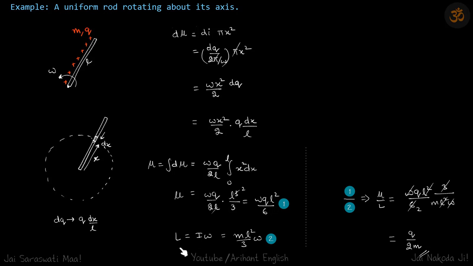Angular momentum is I omega. I of the rod about one of the ends is m L square by 3, times omega is the angular momentum. You take their ratios and again omega and L square will get cancelled. You will be left with the same result, q by 2m, which we derived here.